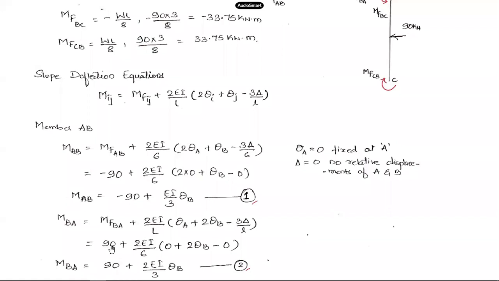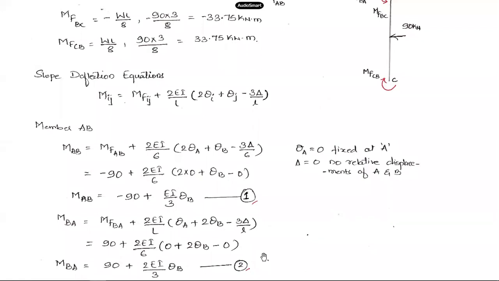So MFAB is 90 plus 2EI, with E and I constant, divided by L, which is 6 meters. Still it is member AB, so length is 6 meter. And into the bracket, theta A, we have identified, is 0, plus 2 times theta B. Theta B exists, it is unknown. We still don't know its value, so 2 times theta B we'll keep as it is. And delta is 0, minus 0. Once you simplify this, MBA will come out to be 90 plus 2EI by 3 into theta B. This is the second slope deflection equation we obtained. First for MAB, second for MBA.